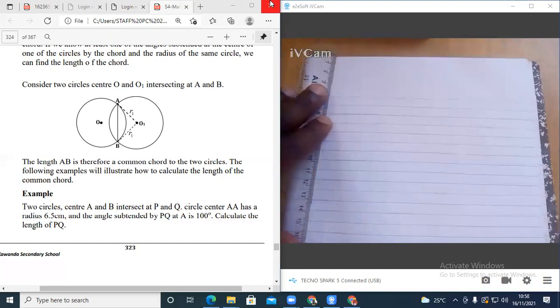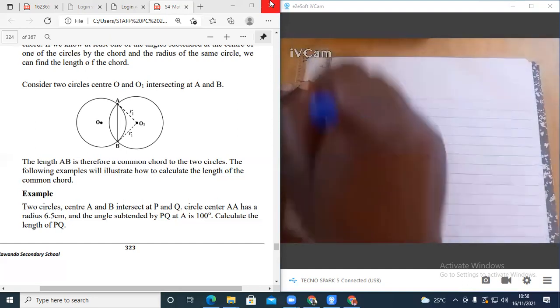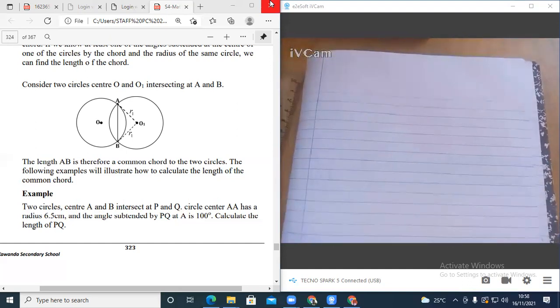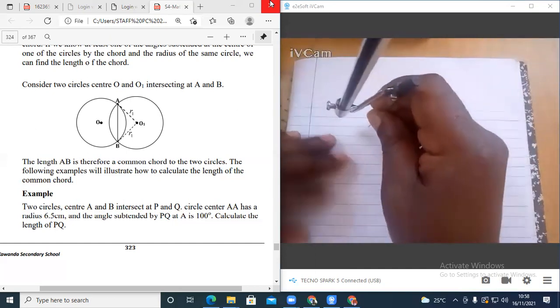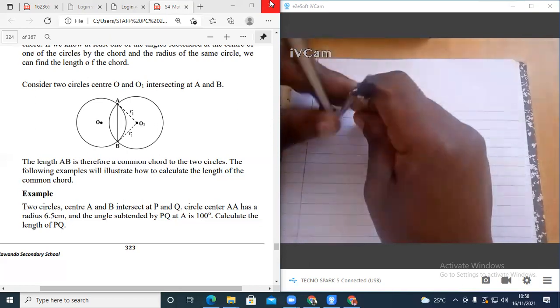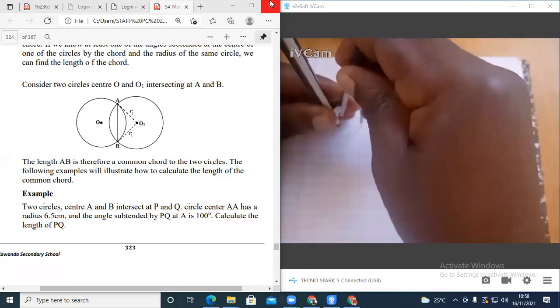Okay. So let me go use another page and I'm going to show you exactly what you are supposed to do. So let us draw those two circles. One has center A, another one has center B. So let me draw this one, the first one with center B.